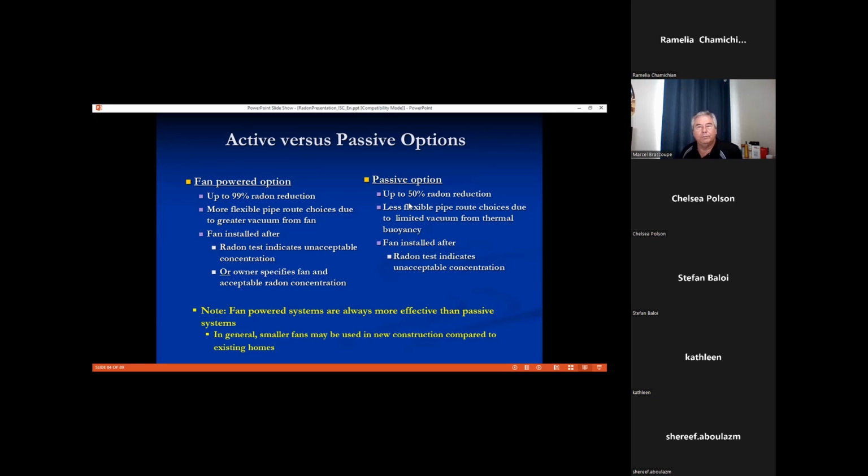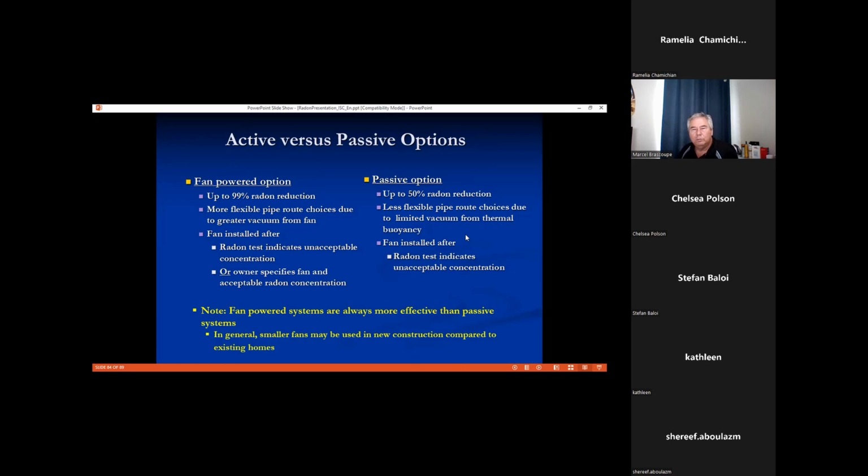With a passive system, we can get on average about a 50% reduction. So if your levels are above 400, maybe you might have to install a fan. But if you're between 200 and 400, maybe that passive option would fix the problem for you. Now, in terms of pipe routes, we have to make sure that we minimize any 90-degree elbows, so you're using only 22.5 if possible.